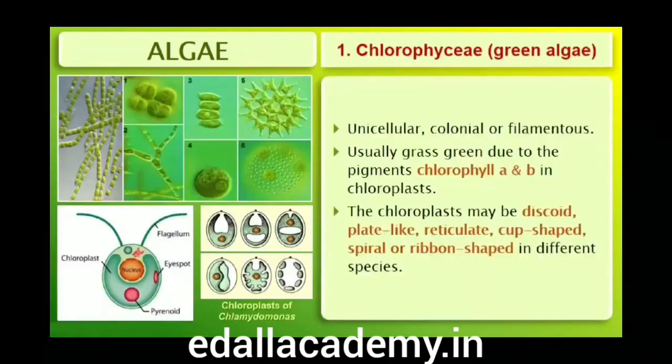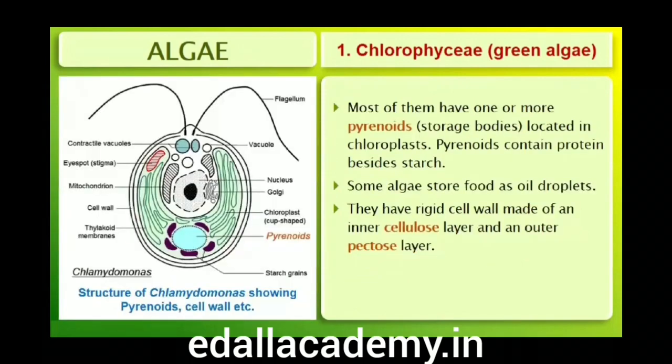3.1.1 Chlorophyceae. The members of Chlorophyceae are commonly called green algae. The plant body may be unicellular, colonial or filamentous. They are usually grass-green due to the dominance of pigments chlorophyll a and b. The pigments are localized in definite chloroplasts. The chloroplasts may be discoid, plate-like, reticulate, cup-shaped, spiral or ribbon-shaped in different species. Most of the members have one or more storage bodies called pyrenoids located in the chloroplasts. Pyrenoids contain protein besides starch.